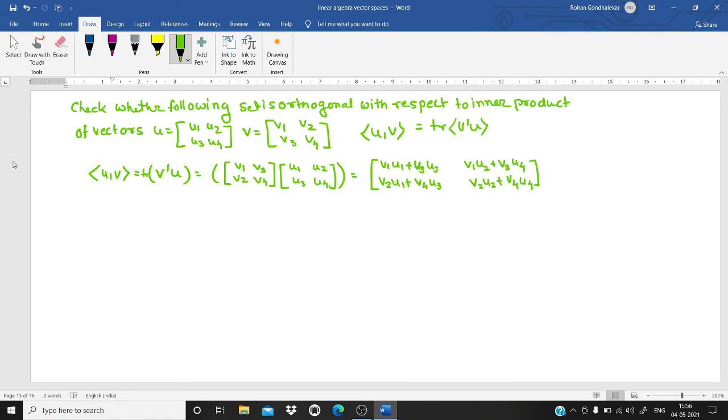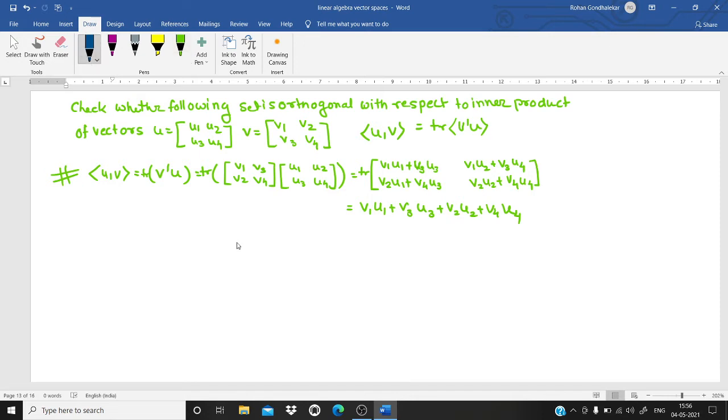Is this okay? Now we have to take the trace of this. TR means trace. Trace is nothing but the addition of the diagonal elements. That is V1 U1 plus V3 U3 plus V2 U2 plus V4 U4. I hope you are clear with this norm. This is not a Euclidean norm. This is a norm defined by the user as per their requirements.